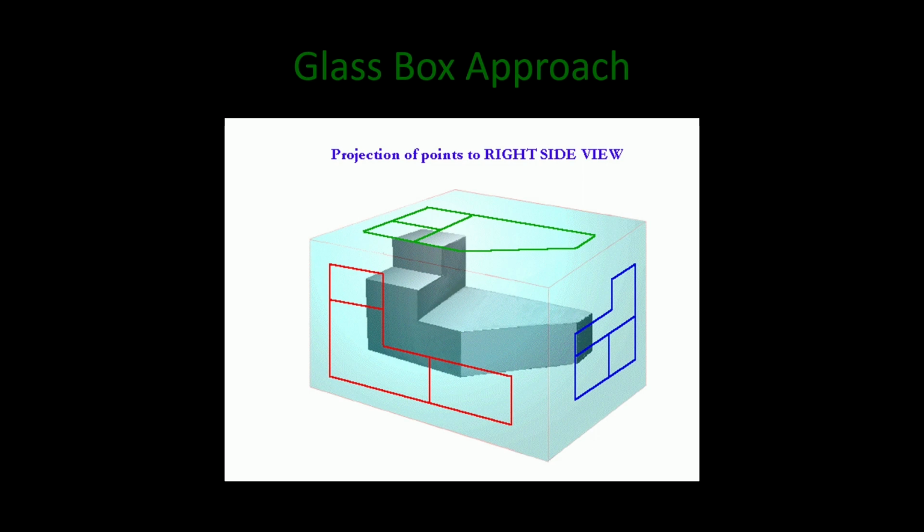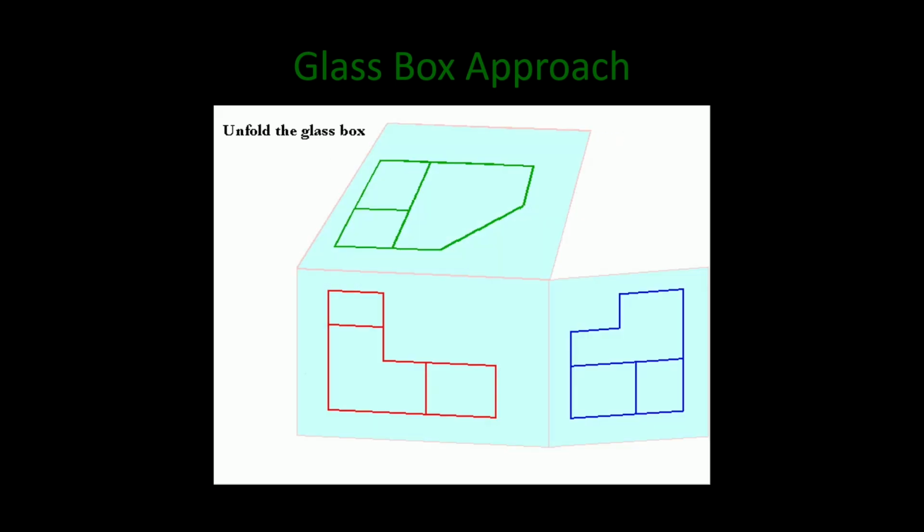Now we will see the next slide. In this we can observe there is an unfolded glass box. The unfolded glass box is just to better understand the different views. This is also the same as the previous one. The red color highlighted part is the front view, the green color highlighted part is the top view, and the blue color is the right side view.